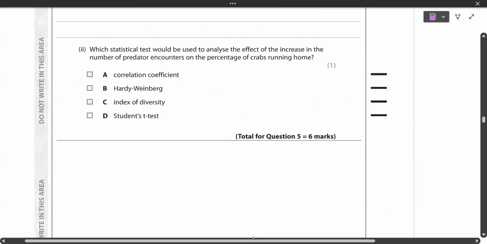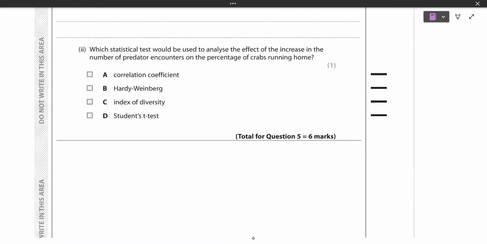Question I. Which statistical test would be used to analyze the effect of the increase in the number of predator encounters on the percentage of crabs running home? I think we can talk about correlation somehow in one of the graphs. Okay, so I think it is a correlation coefficient. This is the type of statistical test. And it's not index of diversity.